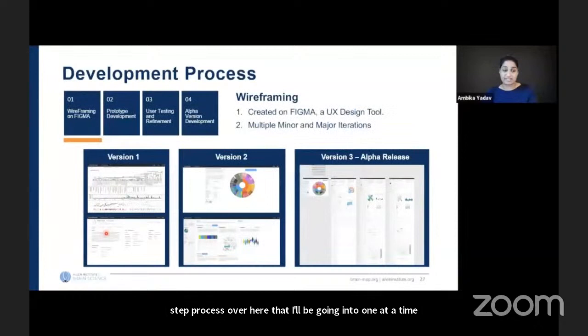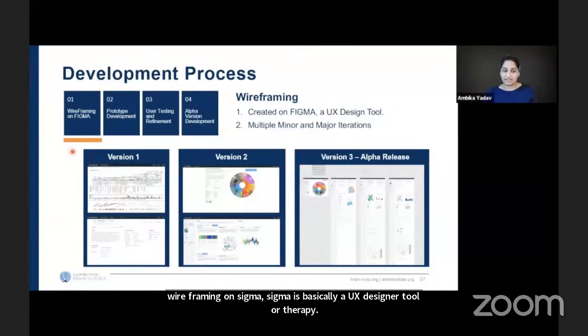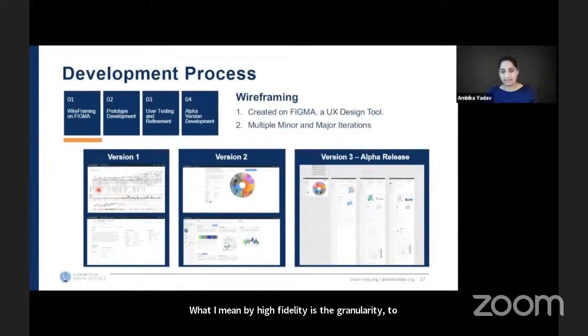We started with a high fidelity wireframing on Figma. Figma is basically a UX design tool where we bring together what the application should look like for a particular user. What I mean by high fidelity is the granularity to which we are describing on this particular tool what the application should look like.